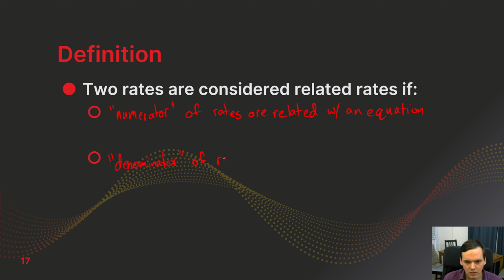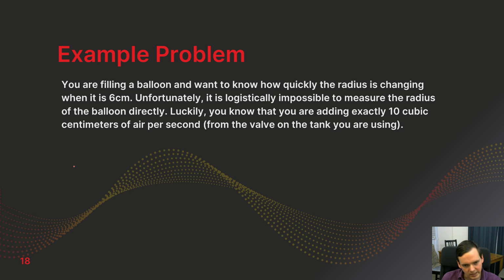You're filling a balloon, and you want to know how quickly the radius is changing when it's 6 centimeters large. Unfortunately, it's logistically impossible to measure the radius of the balloon directly, because you can't get something into the center. Luckily, you know that you're adding exactly 10 cubic centimeters of air per second from the tank that you're using. And so the question is, how quickly is that radius changing?